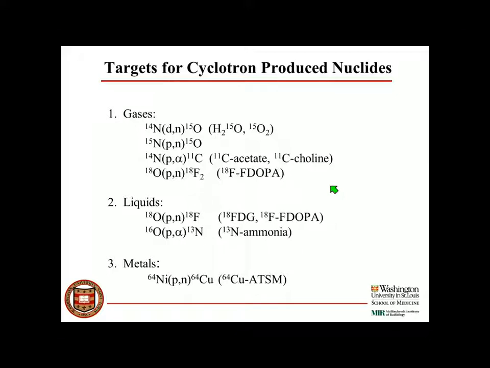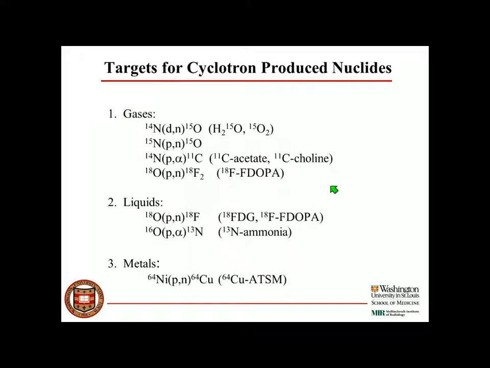Carbon-11, we make a number of things. C11 acetate is an agent that we were using prior to the approval of C11 choline by Mayo Clinic. I'll talk a bit about that. We also make fluorodopa. It's another non-approved research tracer. We start with O18 gas, and then we end up with F18 or F2.